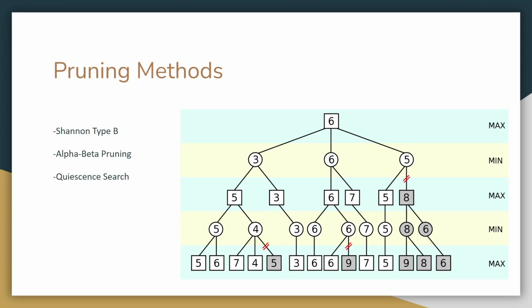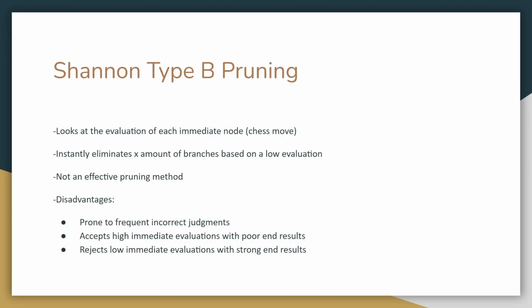What I have here in this little visual is an example of a pruning. You'll see where there are little red lines. That's saying that, okay, we have determined based on our pruning method, whatever we're using, that we don't need to explore this tree. So we can cut that off and make our algorithm more efficient. So the Shannon type B pruning, how does it prune? How does it decide which branches it doesn't need to look down? What it does is it looks at the evaluation of each immediate node.